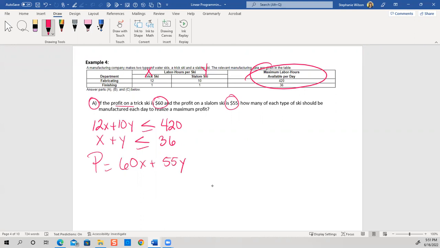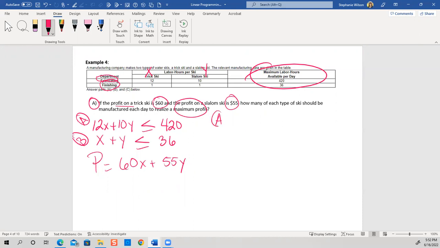All right, so we want to know how many of each type of ski the manufacturer should make each day to maximize the profit. So we're going to do this the same way. We're going to graph it, right? We're going to figure out what area is true for it and go from there. So let's call this one fabricating, and this one finishing. Let's just call them A and B, because both of them start with F. I didn't want to mess it up.